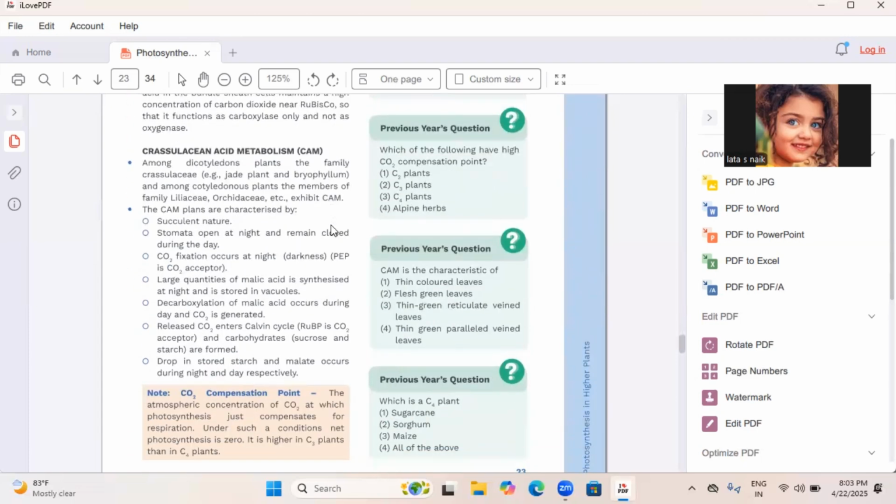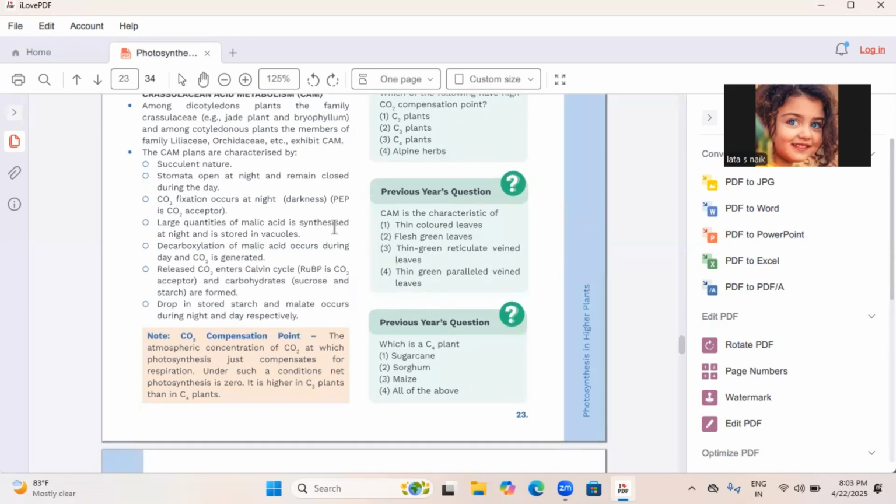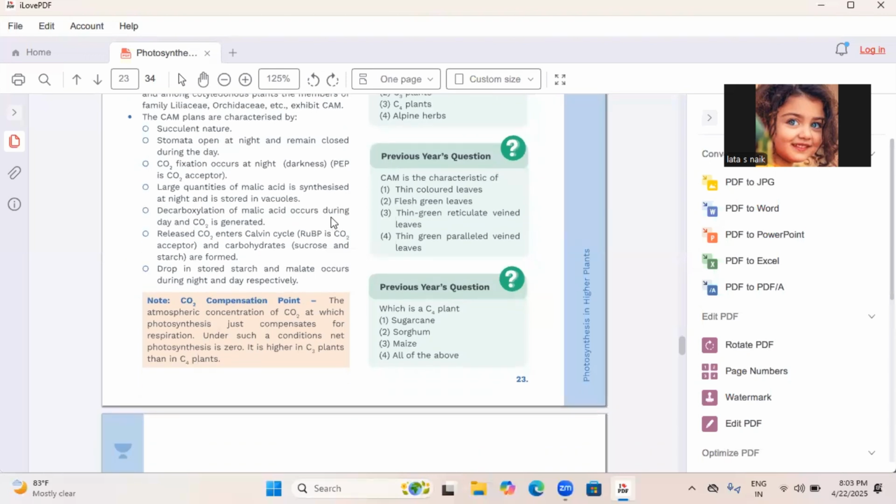Next is Crassulacean acid metabolism. Among dicotyledonous plants, the family Crassulaceae, that is jade plant and Bryophyllum, and among monocotyledonous plants, the members of family Liliaceae, Orchidaceae, etc. exhibit CAM. CAM plants are characterized by succulent nature. Stomata open at night and remain closed during the day. CO2 fixation occurs at night.